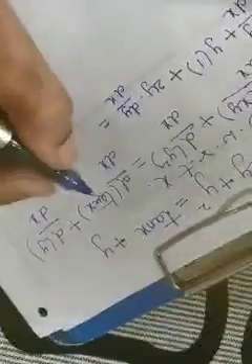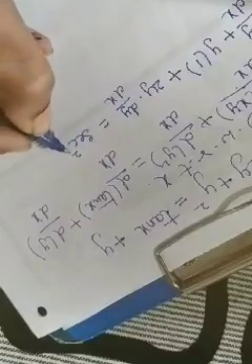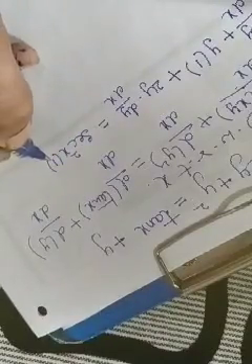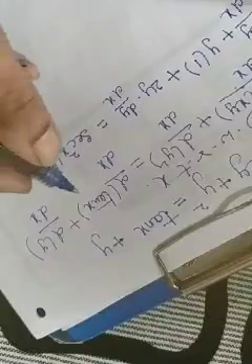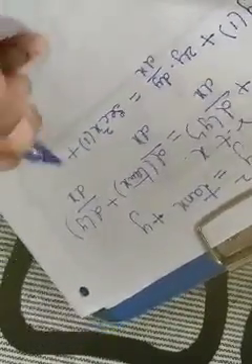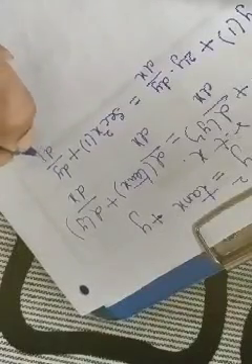What is tan x derivative? Go to the formula sheet. Secant square x. What is x derivative? 1. We don't differentiate x separately, because the derivative of x will be 1. Plus derivative of y, dy by dx.